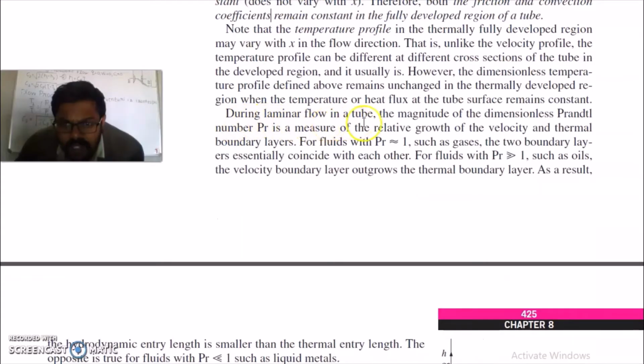During laminar flow in a tube, the magnitude of the dimensionless Prandtl number is a measure of the relative growth of velocity and thermal boundary layers. For fluid flow with Prandtl number of about 1, such as gases, the two boundary layers essentially coincide with each other.